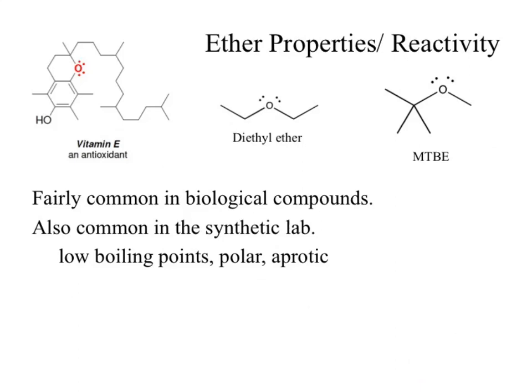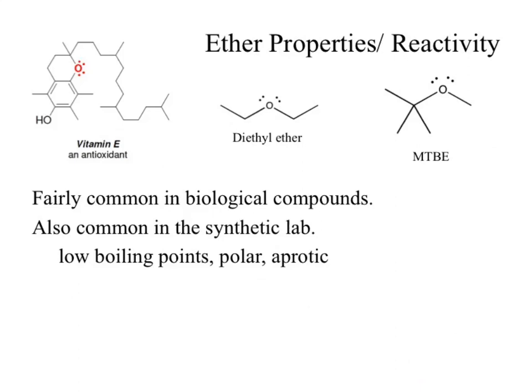I will try my best to introduce other examples of where these things show up. Alcohols were really common because we had a lot of possible reactivity. Ethers are very related to alcohols in that we have that oxygen-carbon bond, except now we also have another carbon bond. So our ethers tend to show up fairly frequently in biology. In this case, you're seeing it highlighted in red in vitamin E.